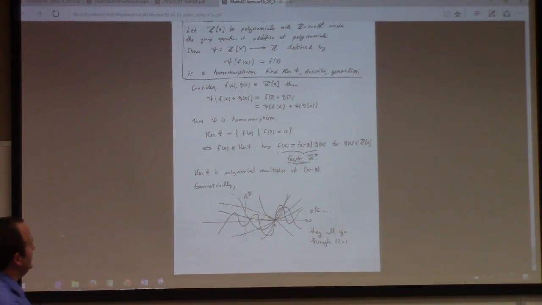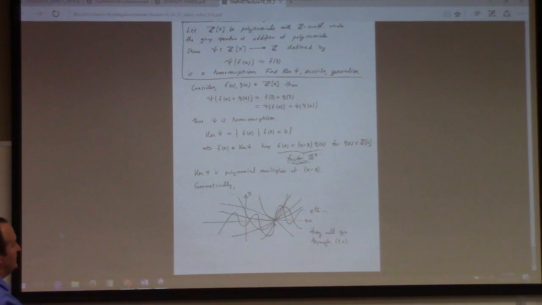Yeah, so there's really not much to this problem. You're supposed to show it's a homomorphism. So if I take the sum of two polynomials, f of x plus g of x, then by definition it's f of 3 plus g of 3. But f of 3 plus g of 3 is psi of f of x plus psi of g of x. So yeah, it's a homomorphism. I could make it more complicated, but why do so?